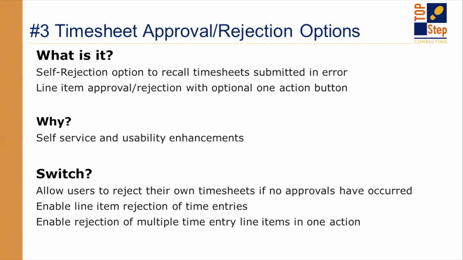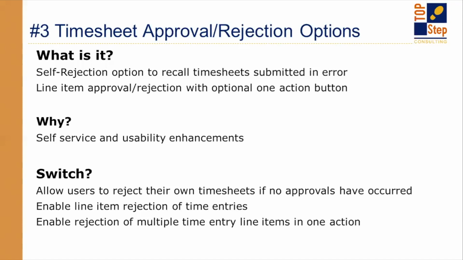I've never been a fan of the word rejection. I don't like to reject myself, but it's really a recall function. So when you submit a timesheet by accident, who hasn't hit that save and submit button too early? As long as no one has approved anything on that timesheet, you can go to the submitted list of timesheets and click on a reject action to reject it back to yourself.